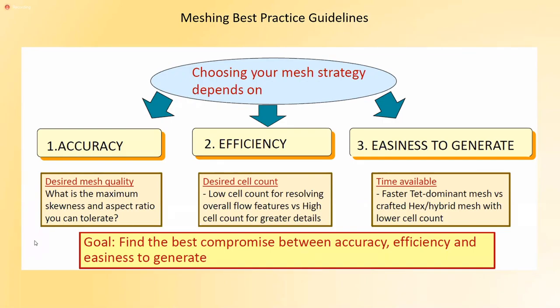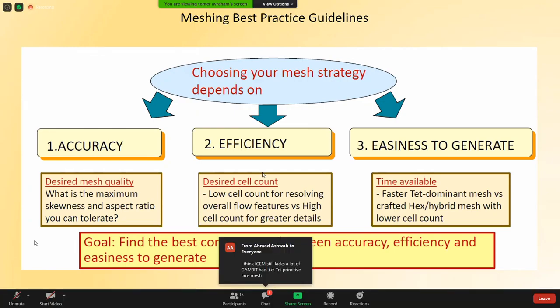Now mostly when you use polyhedra, it's the orthogonality that you need to check, because a polyhedron is a little bit harder to get skewed. But aspect ratio, usually you have to tolerate it. I mean, in the boundary layer, you'll sometimes have huge aspect ratio. Efficiency, desired cell count, yes.